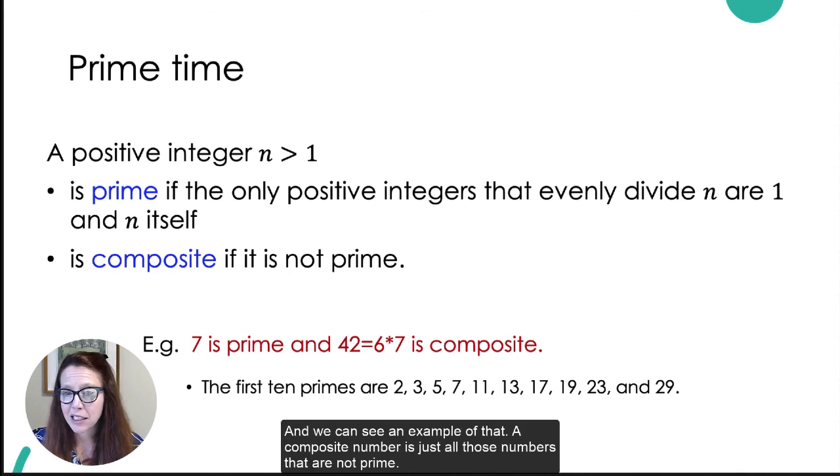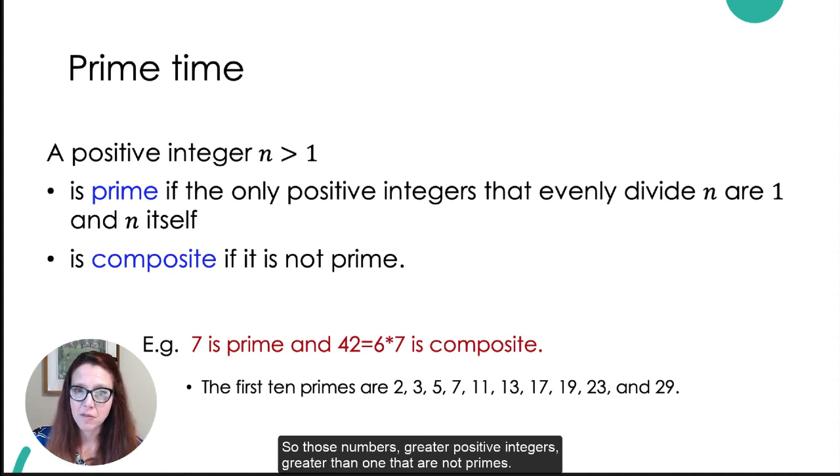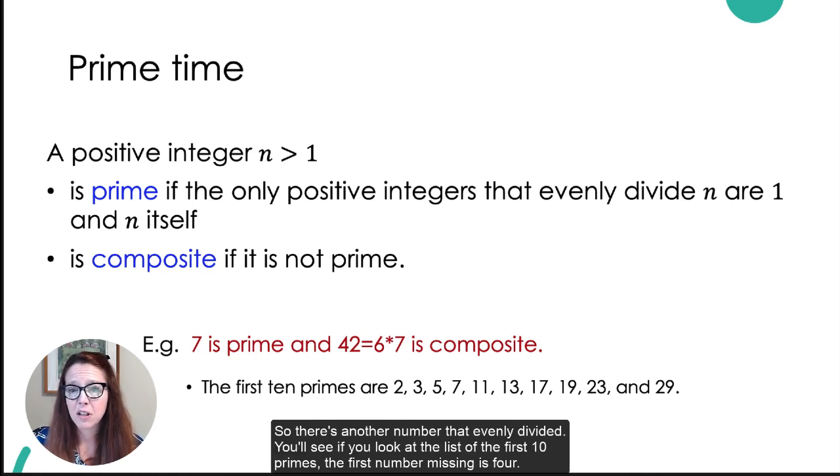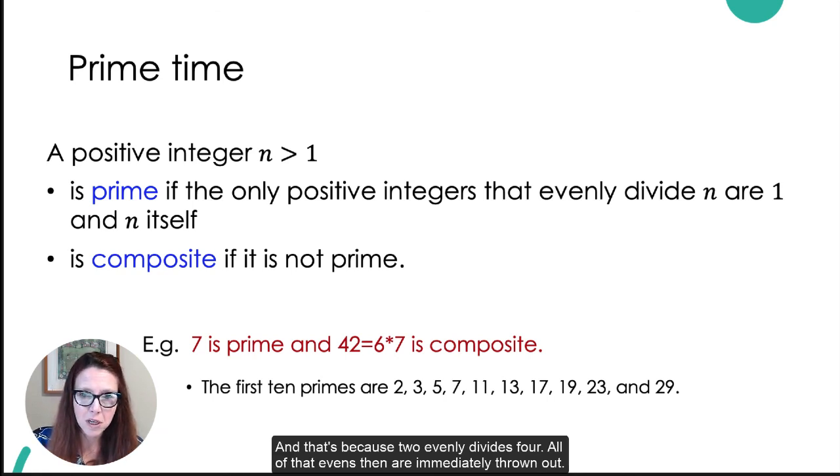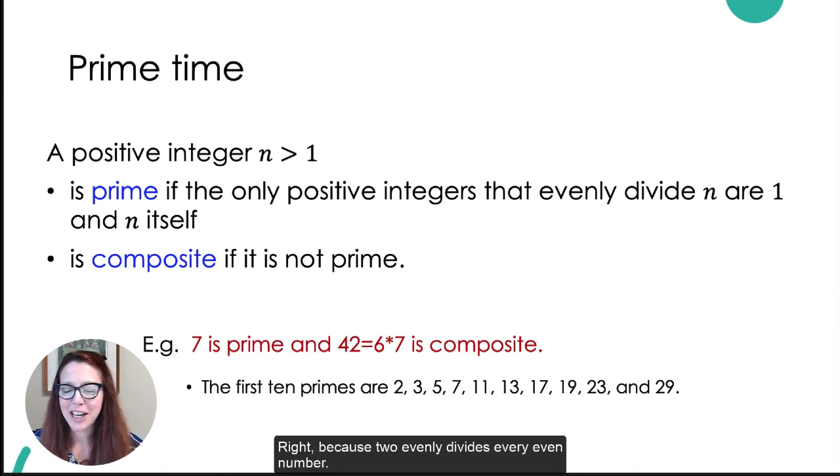The others are composite. And we can see an example of that. A composite number is just all those numbers that are not prime. So those positive integers greater than 1 that are not prime, so there's another number that evenly divides it. You'll see if you look at the list of the first 10 primes, the first number missing is 4, and that's because 2 evenly divides 4. All of the evens then are immediately thrown out, right? Because 2 evenly divides every even number. But the first odd missing is 9.